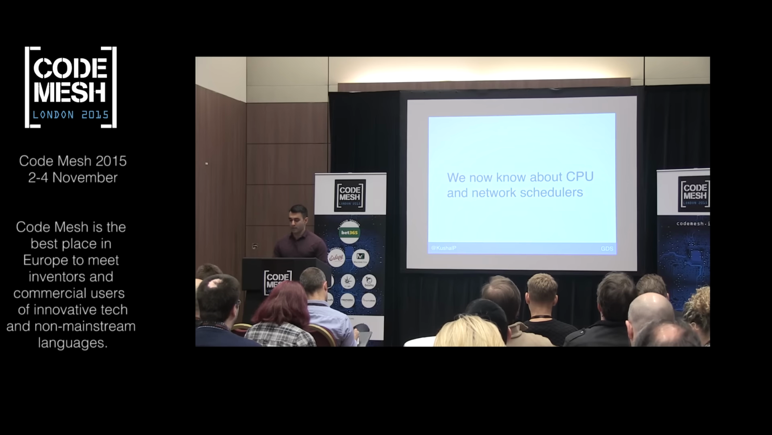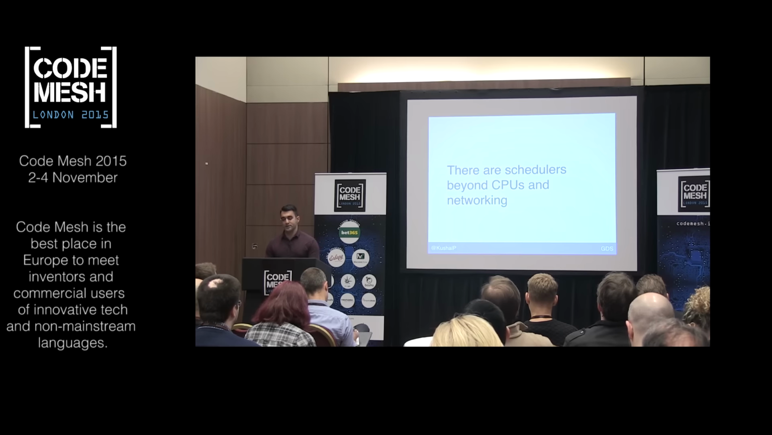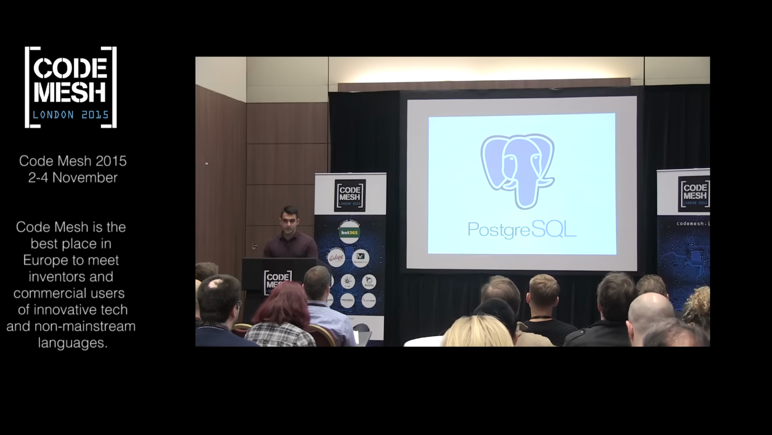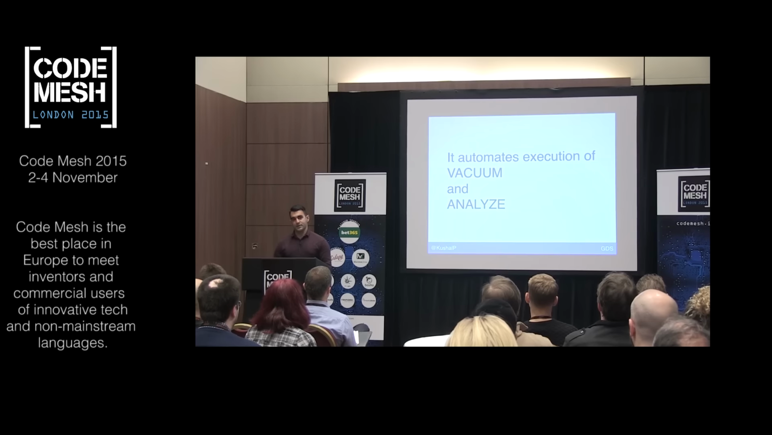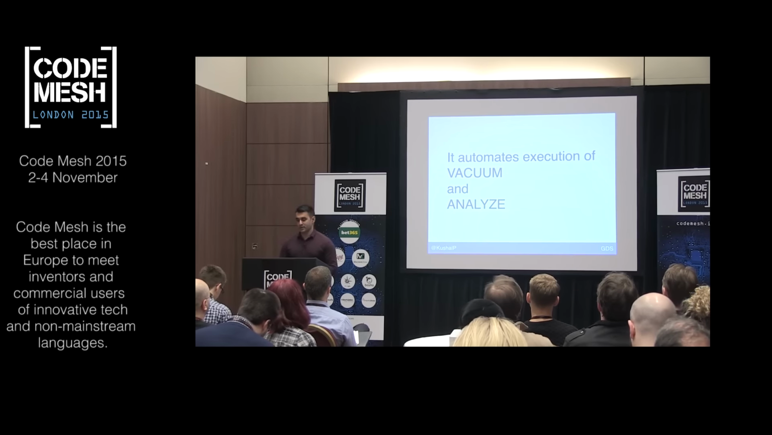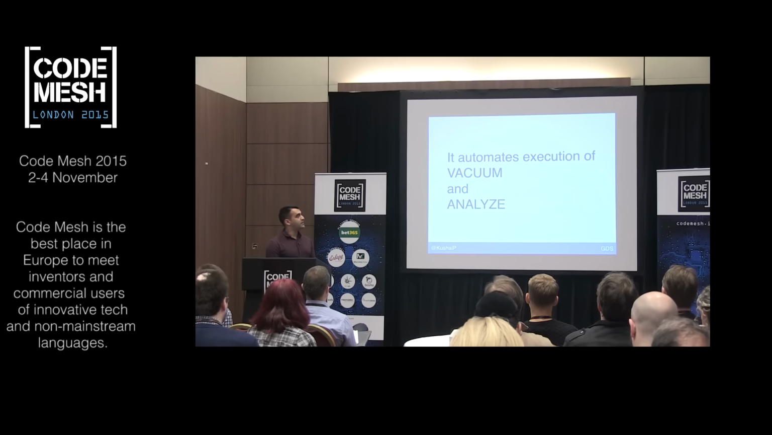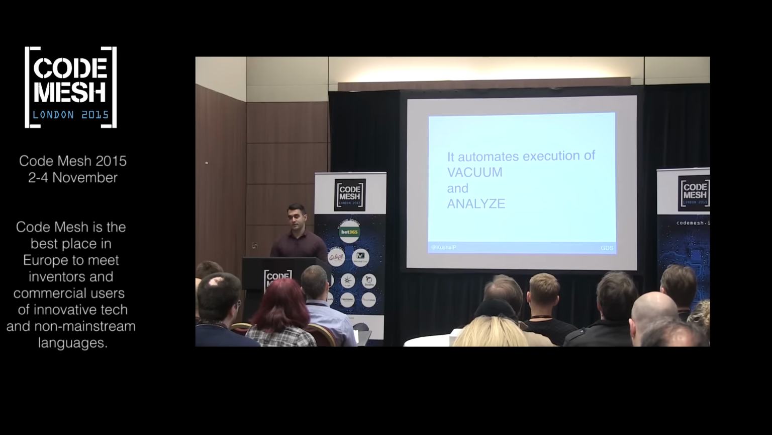So we know a bit now about CPU and network schedulers, but there are schedulers beyond CPUs and networking. Some of you might use a database. One example is Postgres, I'm going to look at. So Postgres has something called autovacuum, and you might have come across it before. It automates the execution of vacuum and analyze commands on your tables. The actual autovacuum process can be tuned and configured depending on whatever your needs are, but by default, it just runs according to the default scheduler.